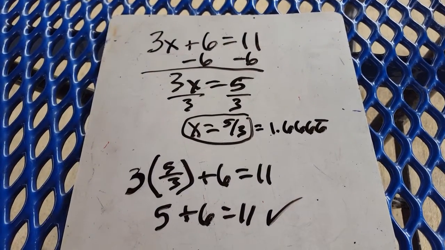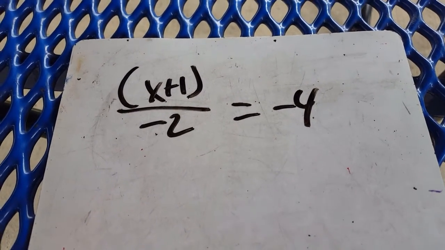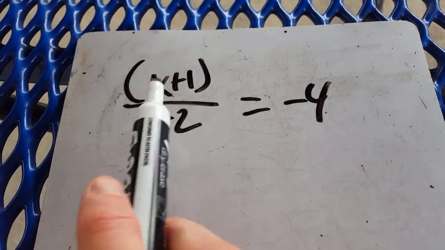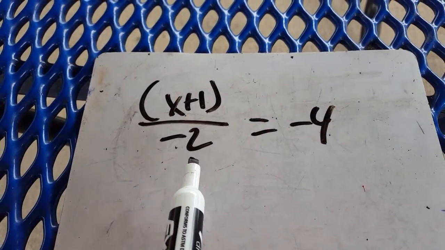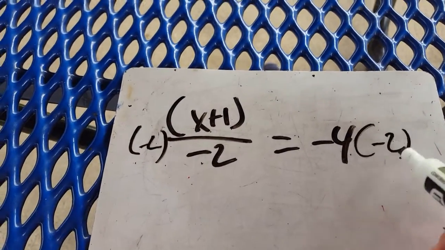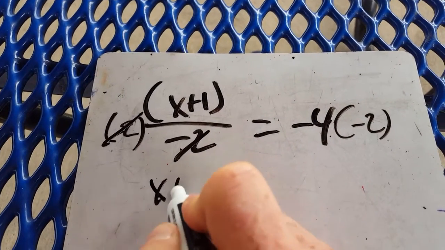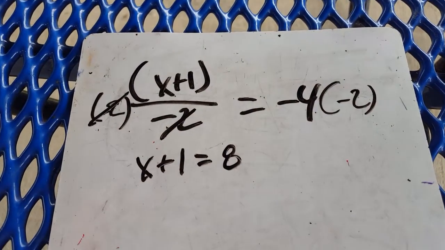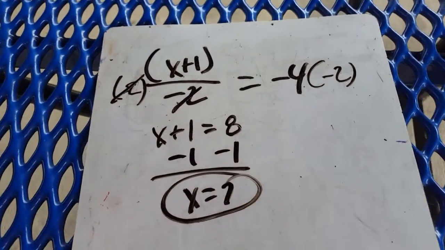Let's do a couple more. Let's try this one here. x plus 1 divided by negative 2 equals negative 4. These ones are tricky. We're going to kind of treat this whole thing in parentheses like it was one big thing. So the first thing we need to do actually is get rid of the divided by negative 2. So I'm going to do times negative 2 on each side. On this side, the negative 2's cancel out. So I have x plus 1. And then negative 4 times negative 2 is positive 8. And then to get rid of plus 1, I'm going to do minus 1. So I get x equals 7.